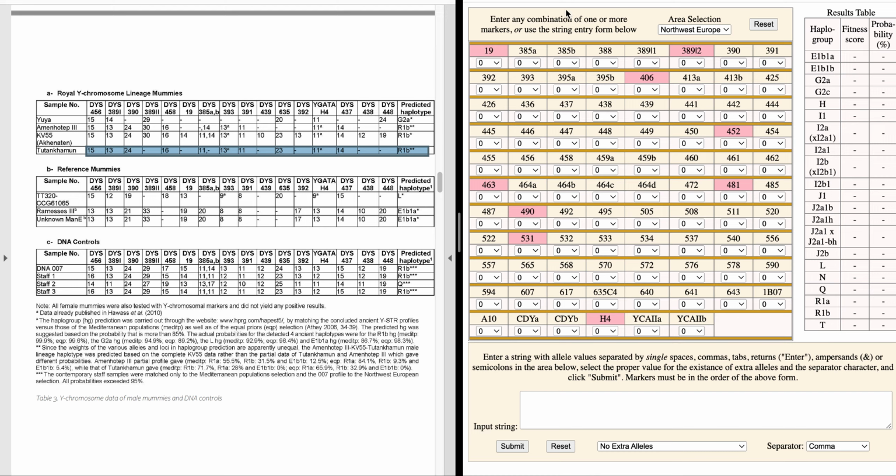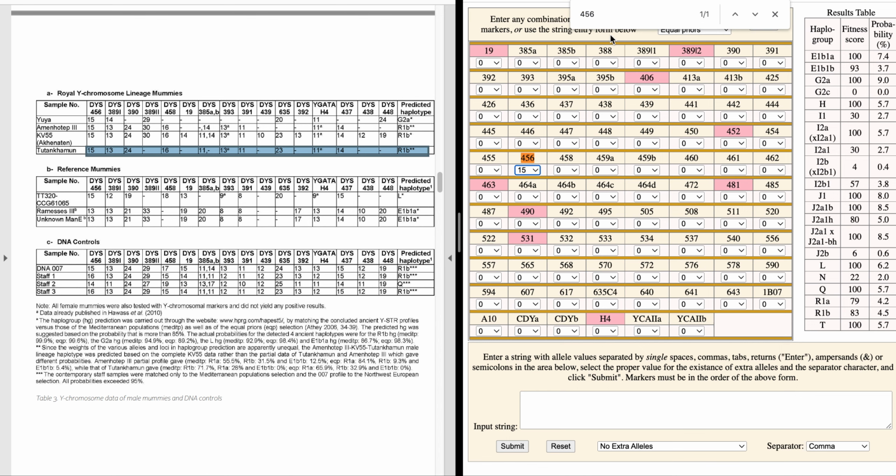Let's go to Athey. So I'm going to refresh this page. Alright, put equal on priors. 4, 5, 6. We have 15. 3, 8, 9. We have 13. 390. We have 24. 389.